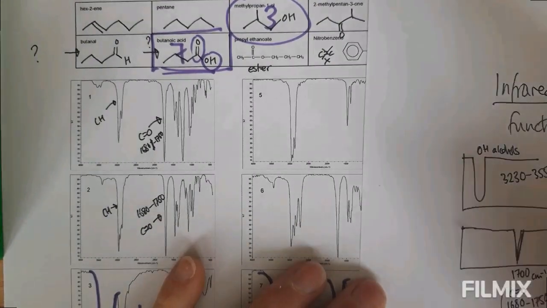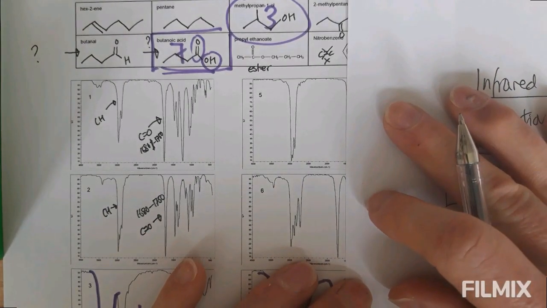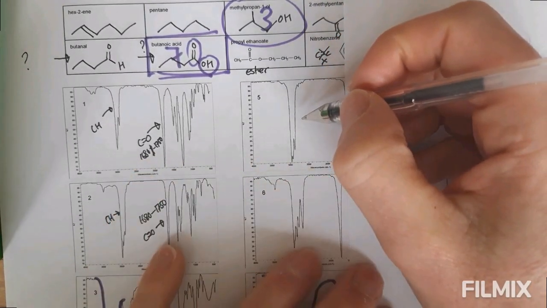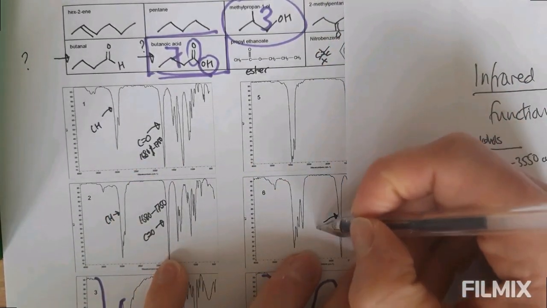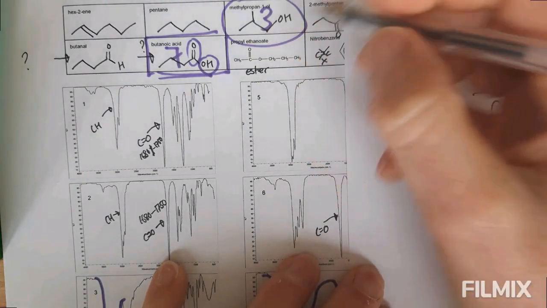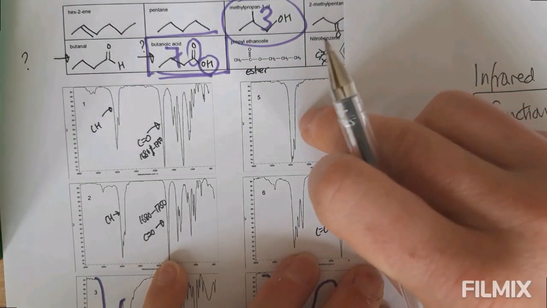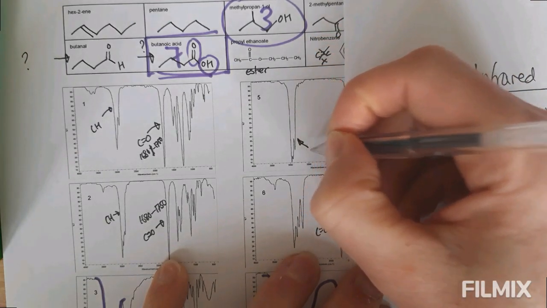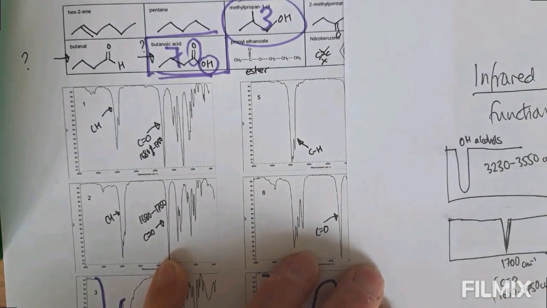And then looking across the 5 and 6, I cover up the fingerprint region. I'll do spectrum 6 first. Spectrum number 6 has still got a C double bond O peak, so that is a carbonyl as well. Spectrum 5 does not have any interesting peaks. This is a sharp peak at 3000. That's CH. So what hasn't it got?